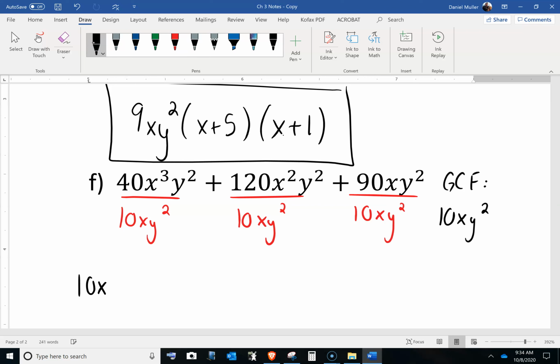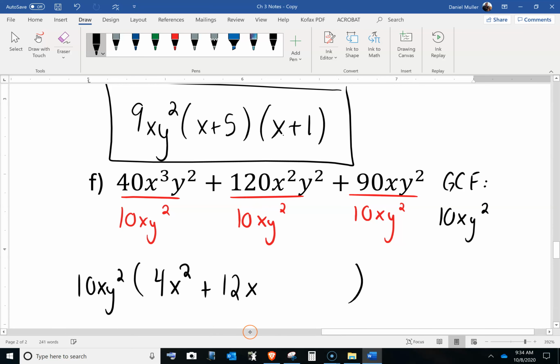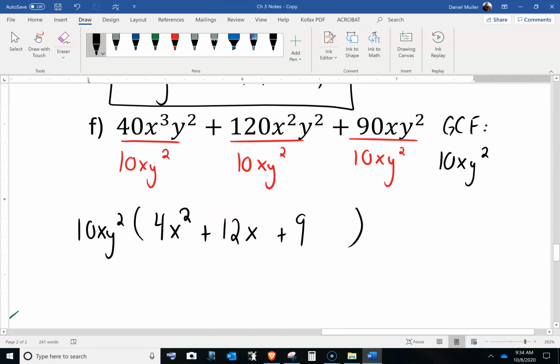So I factor out a 10xy squared, and what am I left with? 40 over 10 is going to be 4. 3 x's, and there's 1 x on the bottom, that leaves 2 on top, and both of my y's are gone. 120 over 10 is 12. There's 2 x's on top and 1 on bottom, that leaves me with just 1. And of course the y squareds are gone, plus 9, 90 over 10 is 9. There's 2 x's, 1 on top, 1 on bottom, those will cancel, and y squared will also cancel.